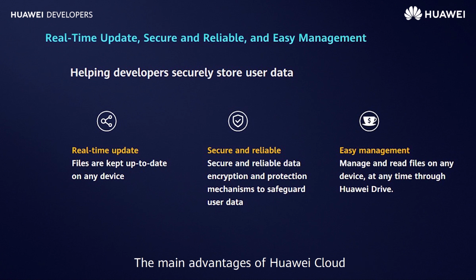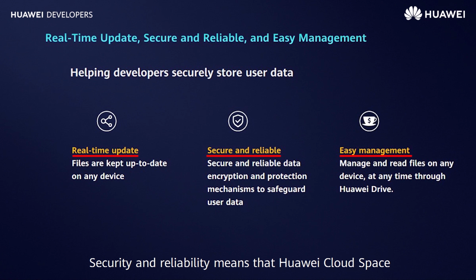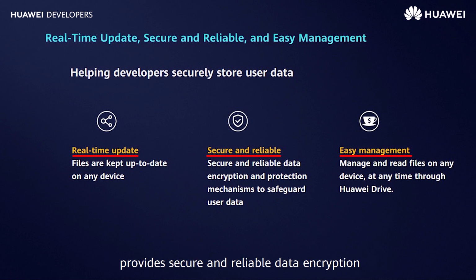What are the advantages of Huawei Cloud Space? The main advantages of Huawei Cloud Space are real-time updates, security, reliability, and ease of management. With such advantages, we can help our developers store user data safely. Real-time updates mean that the files are kept up to date on any device. Huawei Cloud Space supports simultaneous synchronization of 10 devices. Security and reliability means that Huawei Cloud Space provides secure and reliable data encryption to ensure the security of user data. Ease of management means that Huawei Cloud Space applications can manage and read files on any device anytime, anywhere.